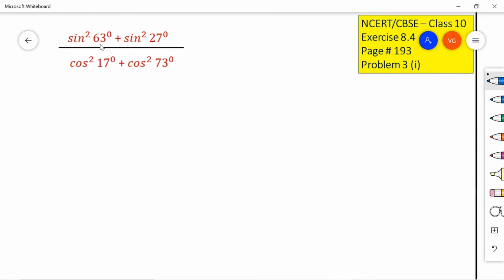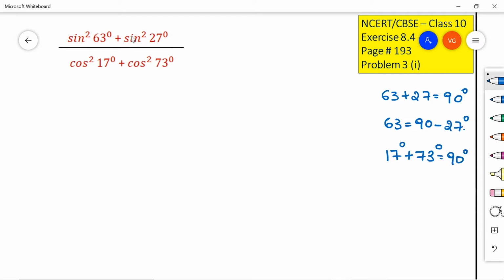See here, this is 63 and the other angle is 27. So 63 and 27 make complementary angles, that is 63 plus 27 is 90 degrees. So I'll replace this 63 as 90 minus 27 degrees. Similarly, in the denominator 17 degrees plus 73 degrees is equal to 90 degrees. So this also I can replace, this 17 degrees as 90 degrees minus 73 degrees.